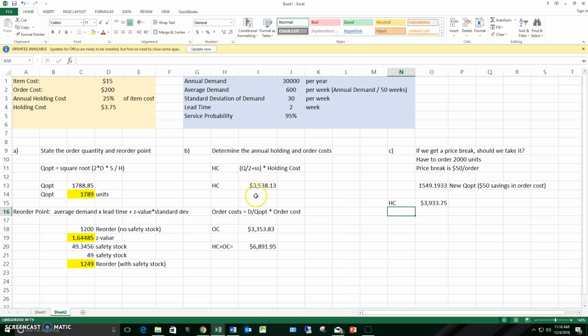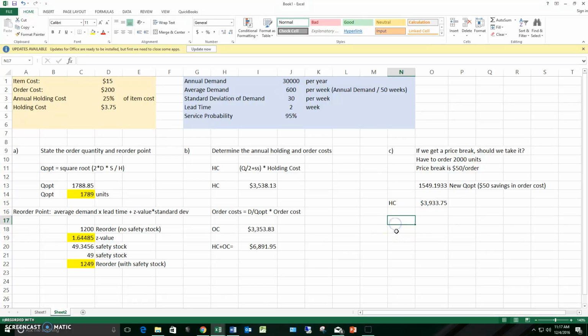Compare that to $3,538.13, and it makes sense that that number would be higher. Why is that? Because we're now bringing in 2,000 units every time we order, so our average inventory is higher. That holding cost of $3,538.13 was based on 1,789 units per every order, but we're being forced to order 2,000 to get this price break. So far it's not looking good.